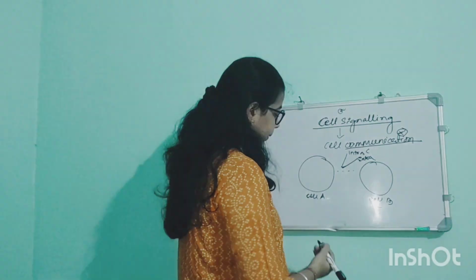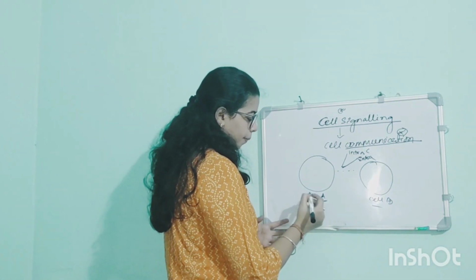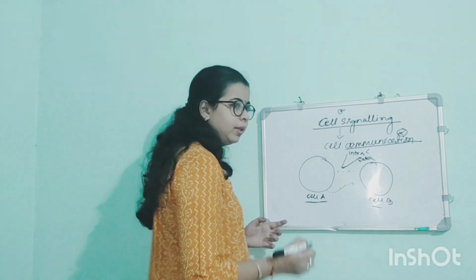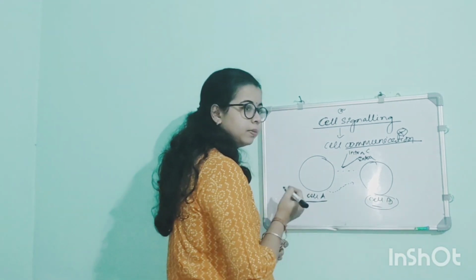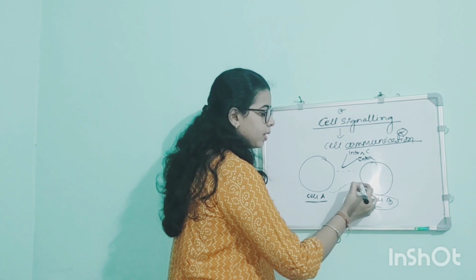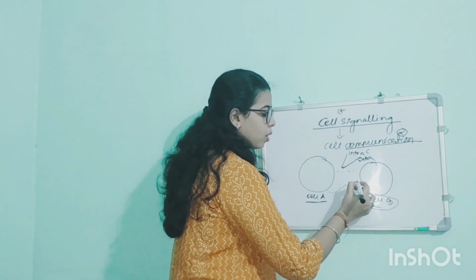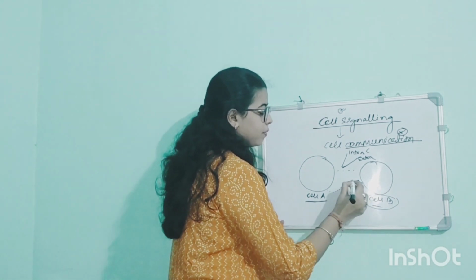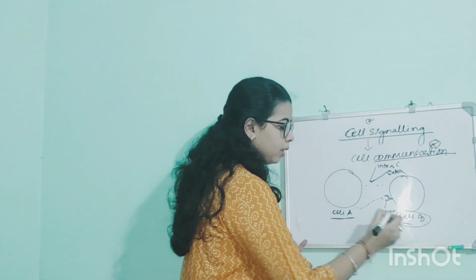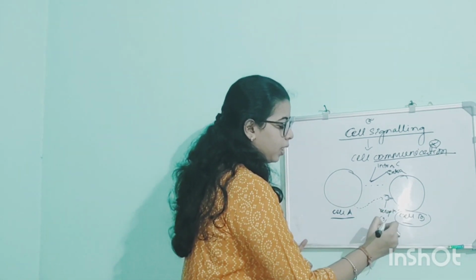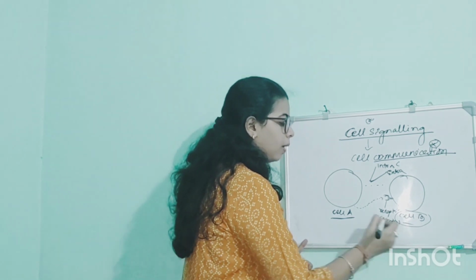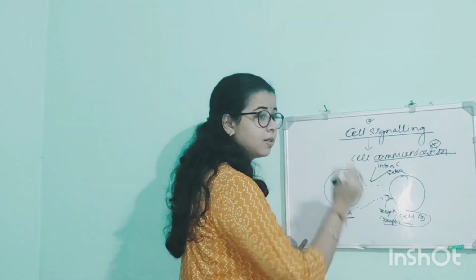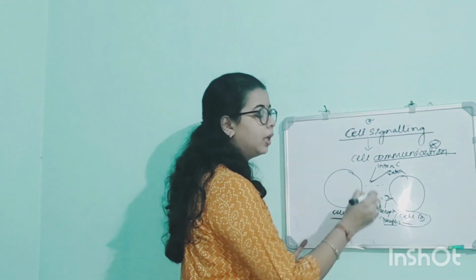Characteristics of cell signaling. Suppose cell A will send a signal to cell B. Then how will cell B receive the signal? Cell B will receive the signal because cell B consists of a special receptor. This receptor is very specific in nature. Why am I using this word specific? Because for a particular signal there is a specific receptor, and that receptor will only receive that particular signal.